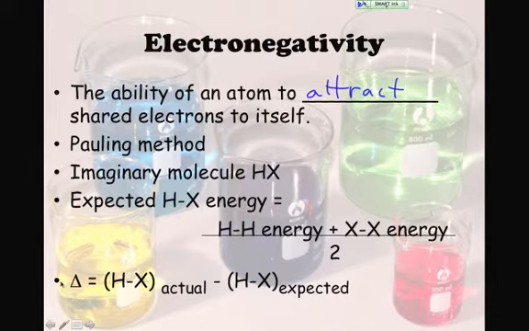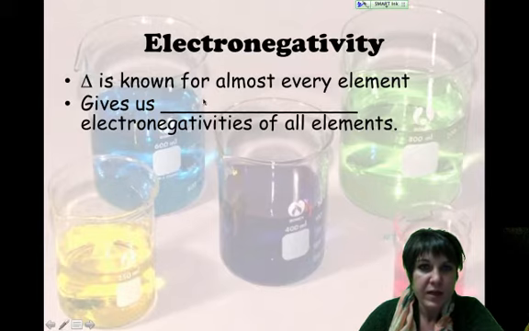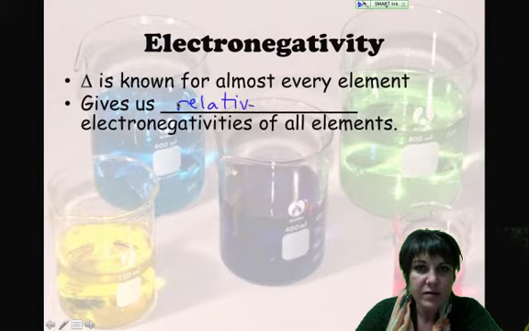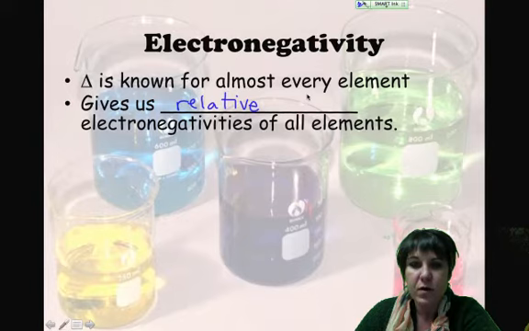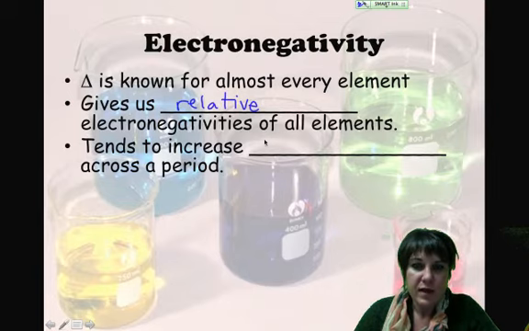That's what we call the electronegativity value, and it gets this sign capital delta, that Greek letter delta that looks like a triangle. That's the symbol we use for electronegativity. And delta is known for almost every element on the periodic table. It gives us relative electronegativities, not absolute values, but relative numbers, compared to hydrogen, for all of the elements that we know.